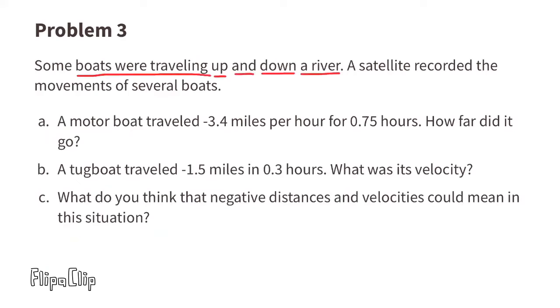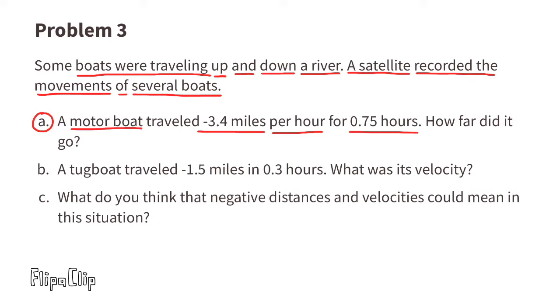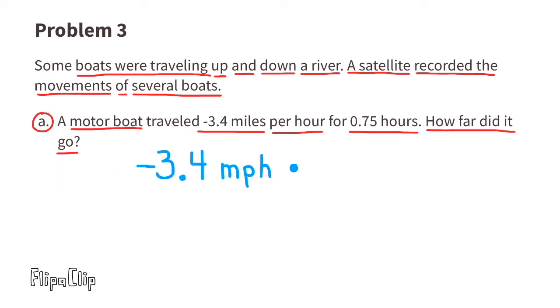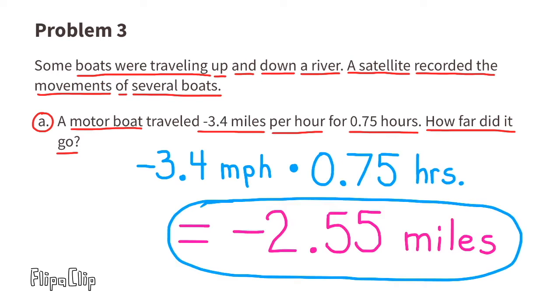Problem number 3. Some boats were traveling up and down a river. A satellite recorded the movements of several boats. A motorboat traveled negative 3.4 miles per hour for 3/4 hours. How far did it go? Negative 3.4 times 0.75. That equals negative 2.55. So at that speed and that length of time, the motorboat was able to travel negative 2.55 miles.